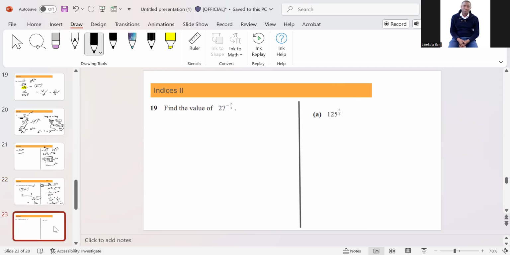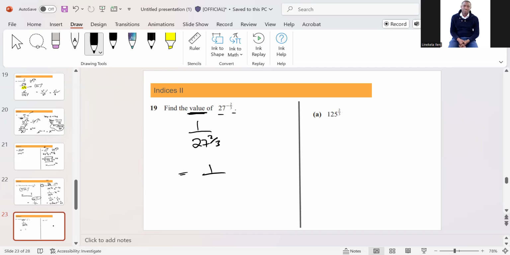All right. So these ones are equally also just fractional indices. So let's start. Here, find the value of this. Already you can see it's a fractional index, but it's a negative one. So it's going to be 1 over 27 to the power of 1 over 3. Once inversed, I need to then rewrite this.